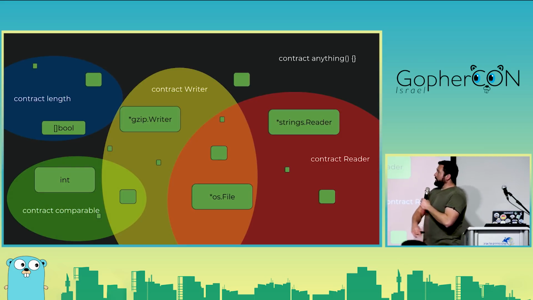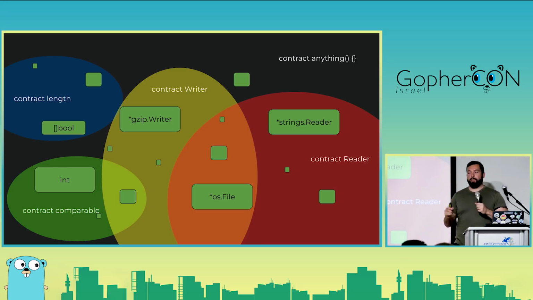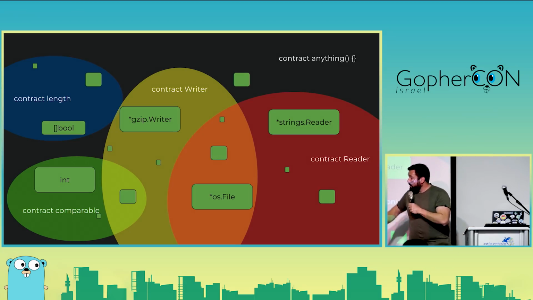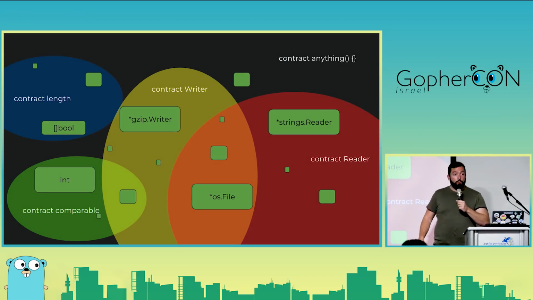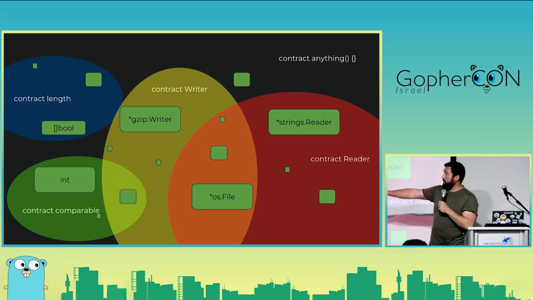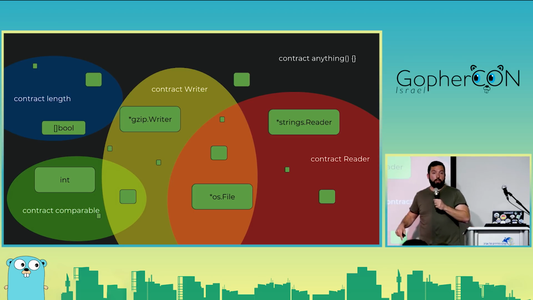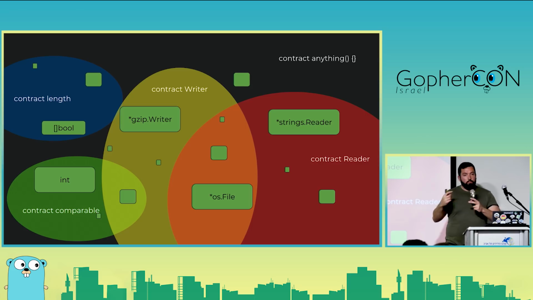So this is what it looks like. The contract writer is a writer that says, this is a writer. Contract string reader is a contract that says, this is a reader. But also the contract length is there, and the contract comparable is there. Interfaces do not allow you to define those two sets on that side, right? So you're able to do quite pretty cool stuff. Also, you can do composition of contracts and all that stuff. So there's a lot of things that you can do.